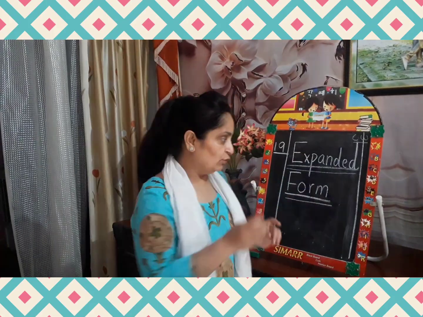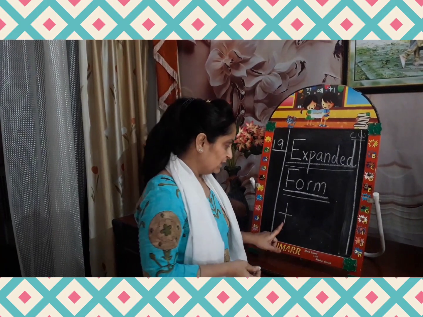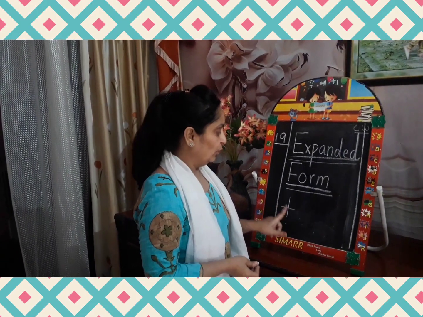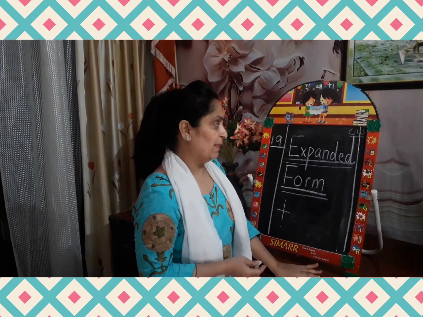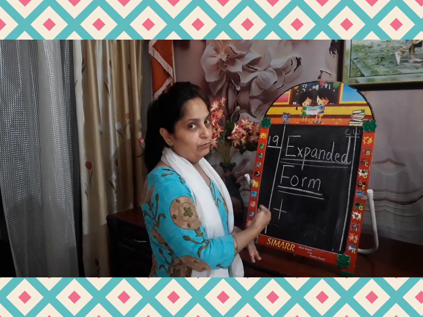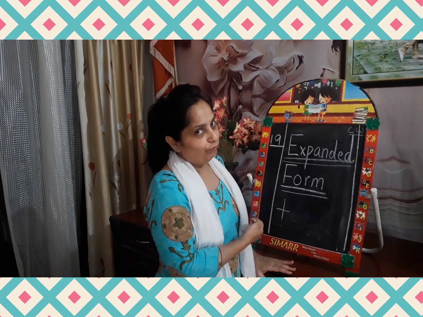Before going further, we should know what expanded form is. Expanded form means we are elaborating the numbers, and expanded form is the sum of place values of the digits of a given number. In expanded form, we have to put the sign of addition between each number. You know, this is the sign of addition. We put it between each number to indicate the expansion. Now we will understand how to write numbers in expanded form.